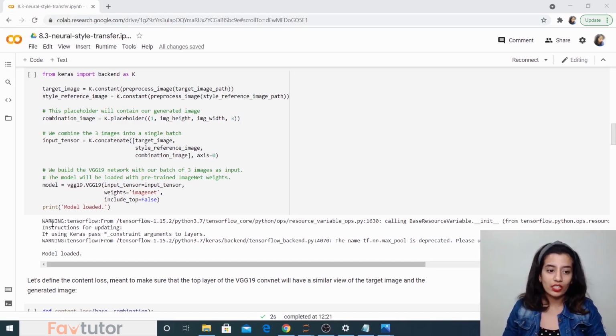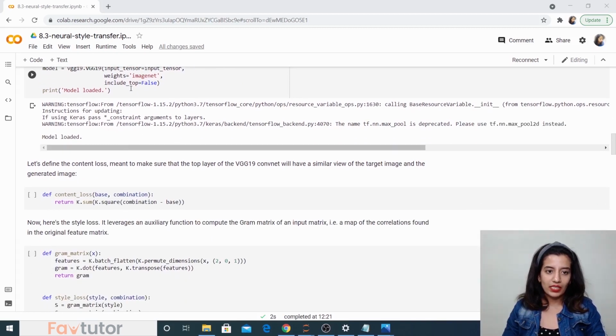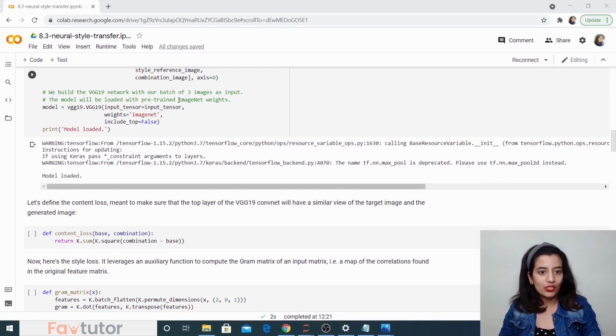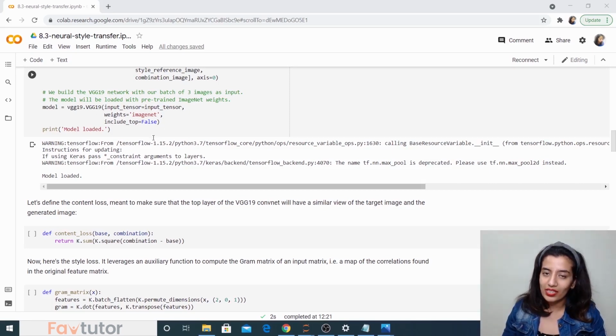So I'm giving it to the VGG network. I'm using the ImageNet. So we are using the VGG network, and the batch of 3 images is given as the input. The model will be loaded; I already have a pre-trained model with me and I'm calling it the ImageNet, and I'm giving the ImageNet all these 3 particular images.